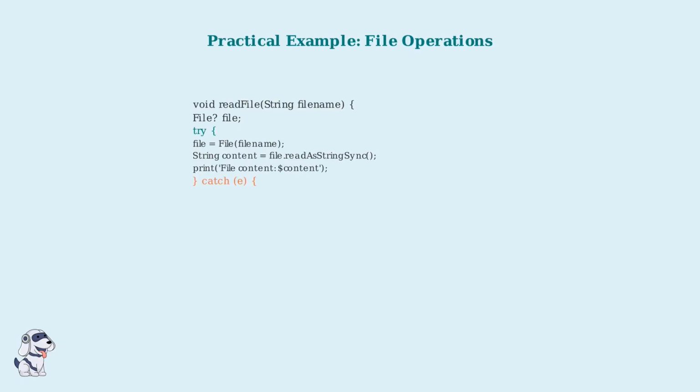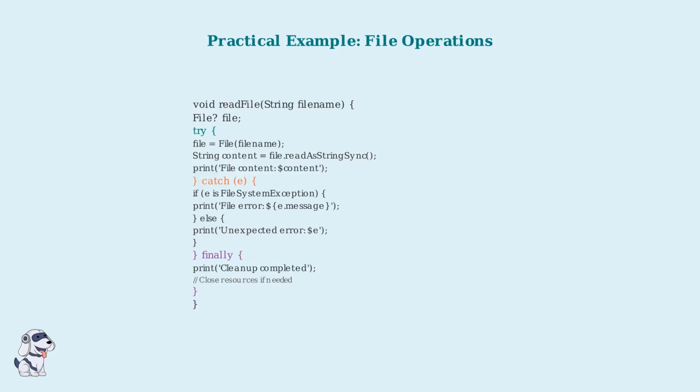Here's a function that reads a file and will handle potential errors like file not found or permission denied, while ensuring we always close any resources in the finally block. This example demonstrates robust error handling. The try block attempts the risky file operation, the catch block handles different types of exceptions appropriately, and the finally block ensures cleanup always happens, making your code more reliable and maintainable.